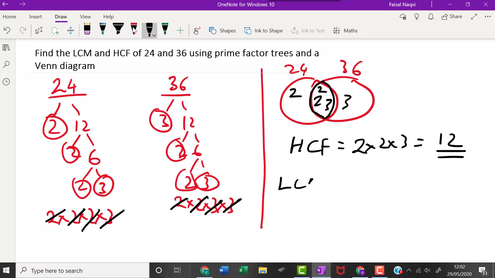My lowest common multiple is all of those numbers multiplied together. So that's 2 times 2 times 2 times 3 times 3. And again, that's 72. That's my lowest common multiple.